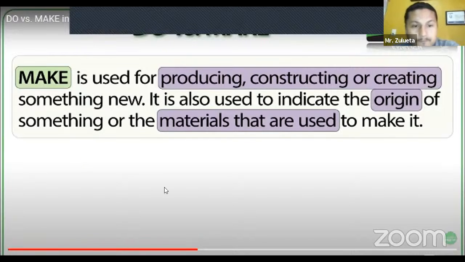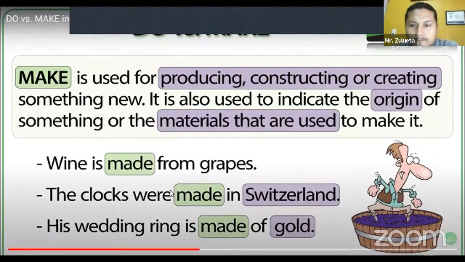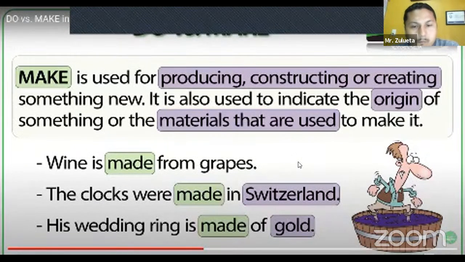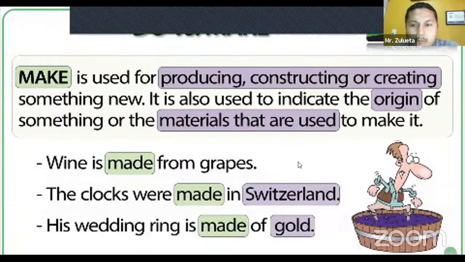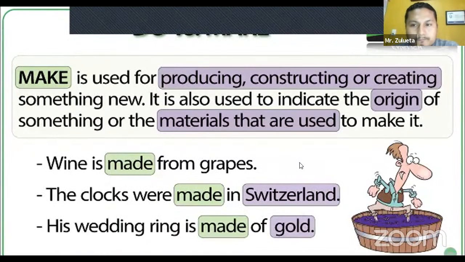Used to make something. Wine is made from grapes. This is the same as saying wine is produced from grapes. The origin of wine is grapes. That is where it comes from. The clocks were made in Switzerland. Here, we're talking about the origin of the clocks, as in the country. So we use made in this case. His wedding ring is made of gold. The material used to create the ring is gold.